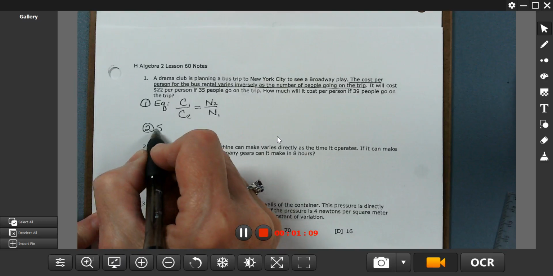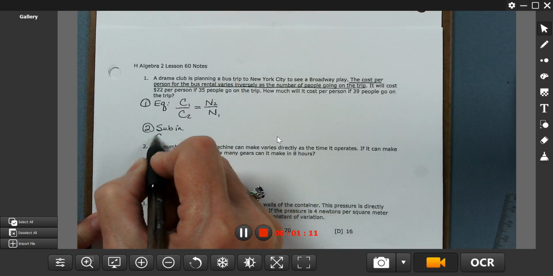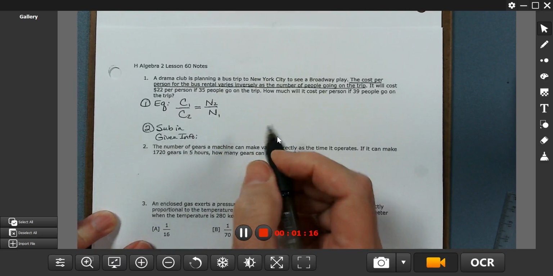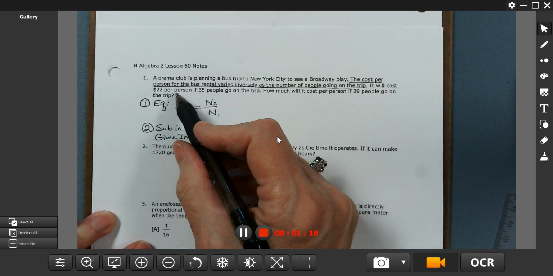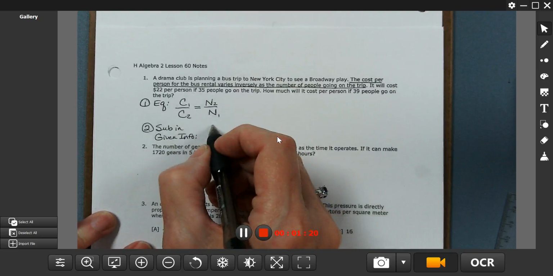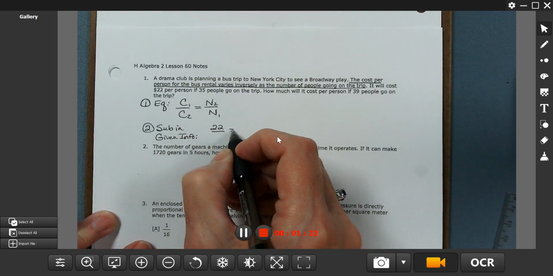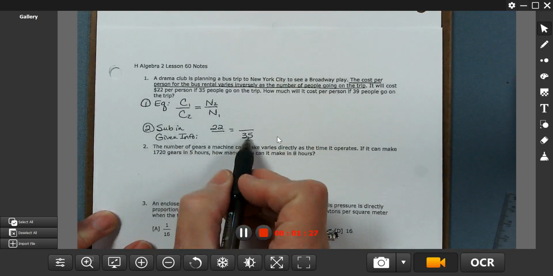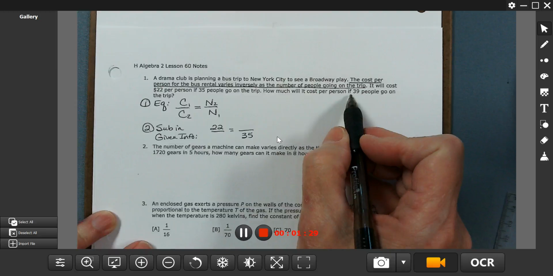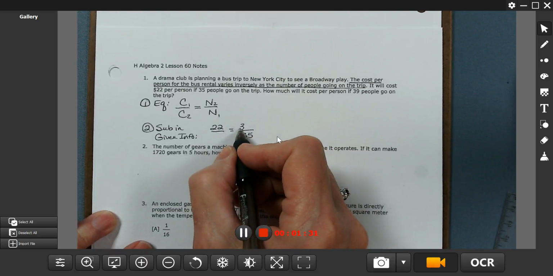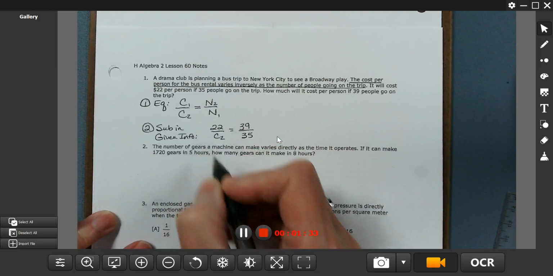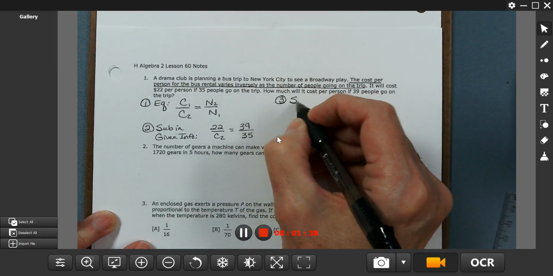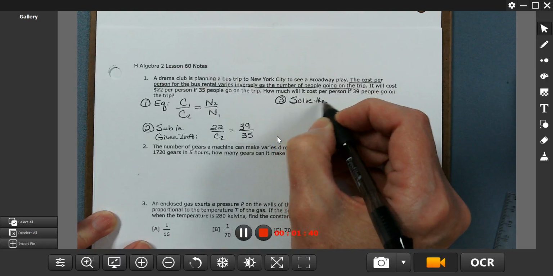Step 2, you sub in the given information. Okay, well they told us that it is $22 a person for 35. So the first cost they gave us was 22 for 35 people. Notice those are both sub 1s. That's where they went. How much is it going to be for 39? So 39 people, and I don't know what it's going to be. Okay? So step 3 is you just solve the proportion.